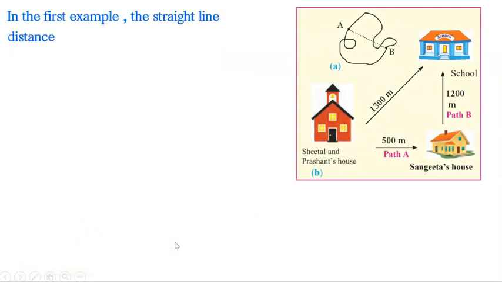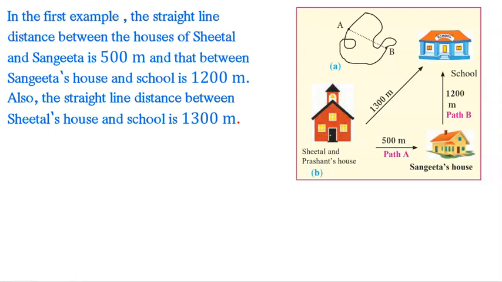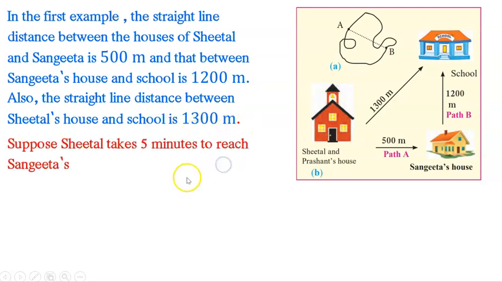Now next, see this here. In the first example, आपण जे पहिलं एक्झाम्पल बघितलं होतं त्याच्यामध्ये आपण त्याच्या वेलोसिटीज आणि स्पीड काढणार आहोत. The straight line distance between the houses of Shital and Sangita is 500 meter. And that between Sangita's house and the school is 1200 meter. Also, the straight line distance between Shital's house and the school is 1300 meter.